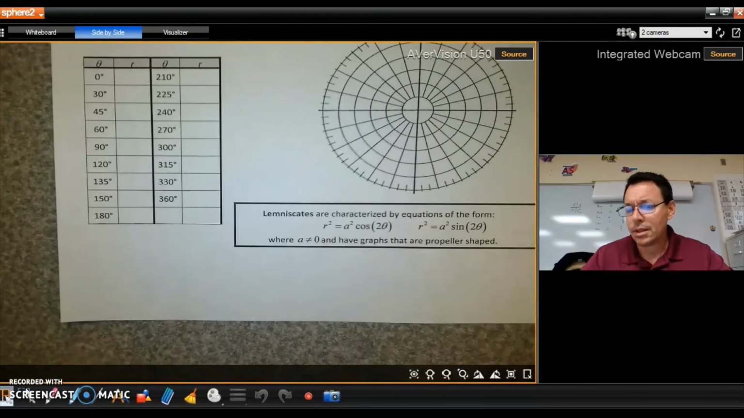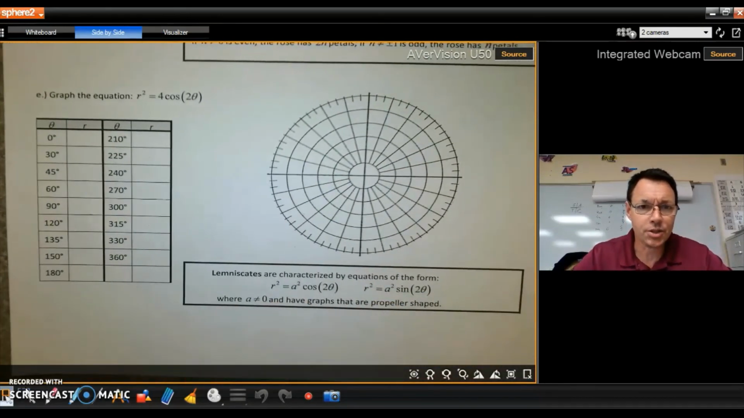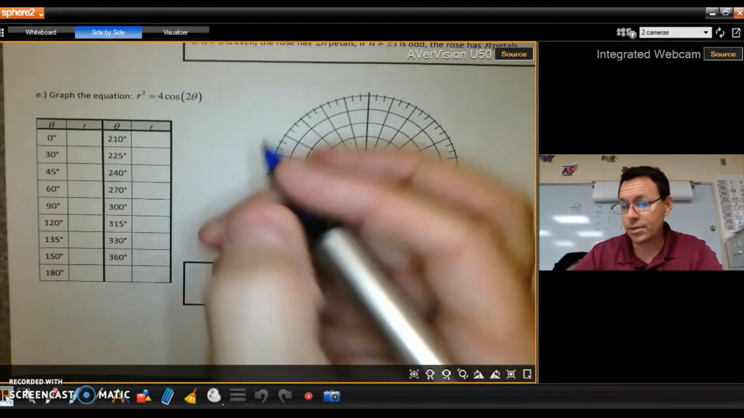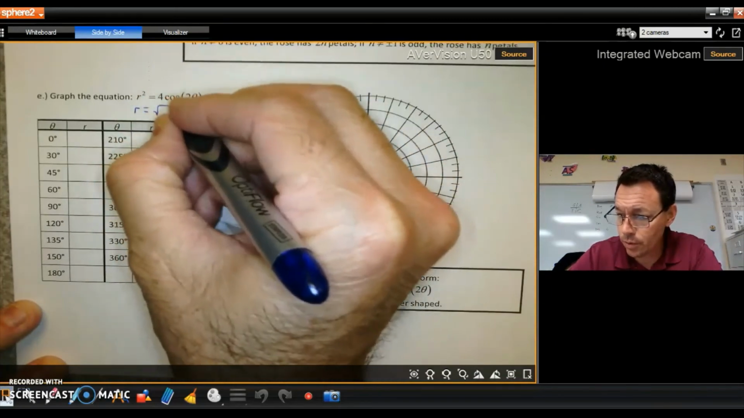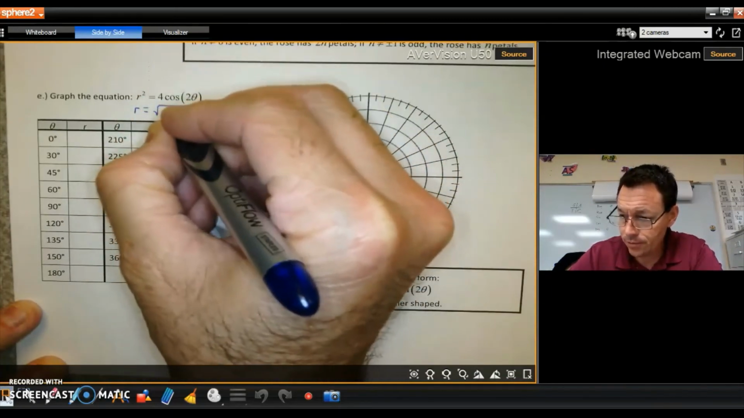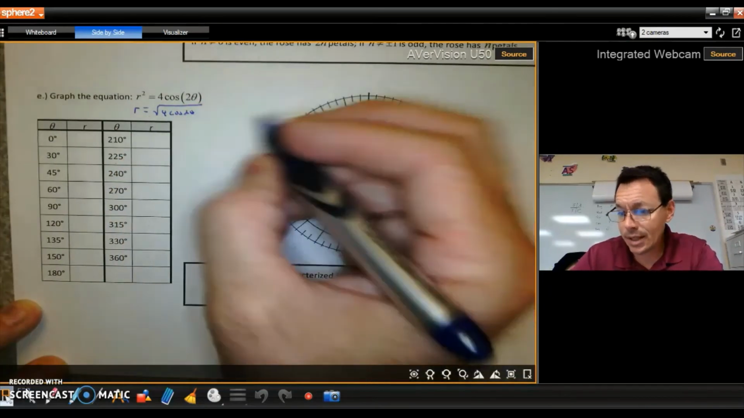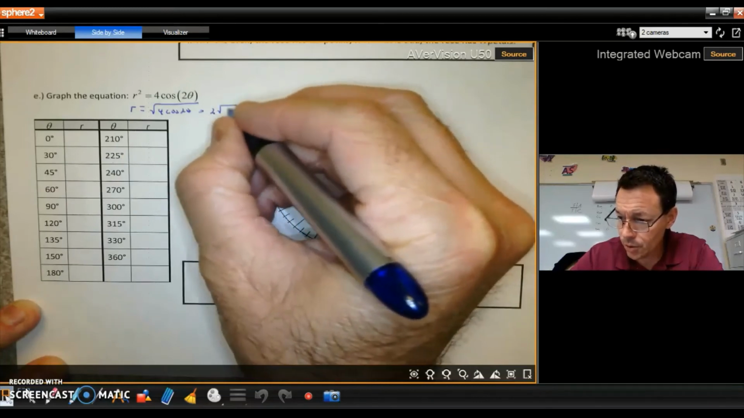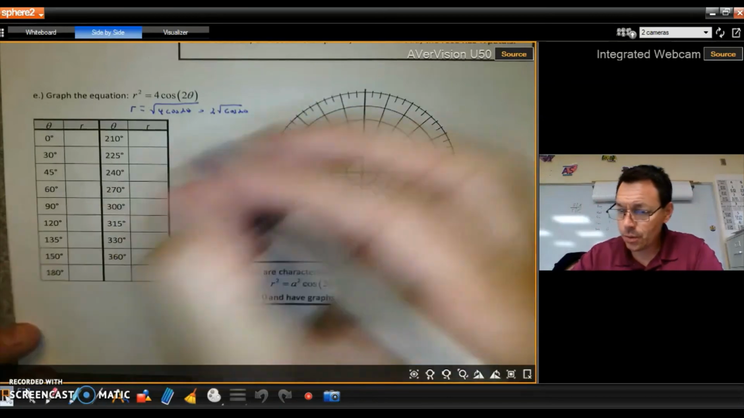Last one. Okay, this is our equation. R squared equals 4 cosine 2 theta. Well, I don't want to know what R squared is. I want to know what R is. So for this one, R is going to be the square root of all of this, 4 cosine 2 theta. You could leave it like that. You could also pull the 4 out and write this as 2 and just the square root of cosine 2 theta. But that's what we're going to be doing.